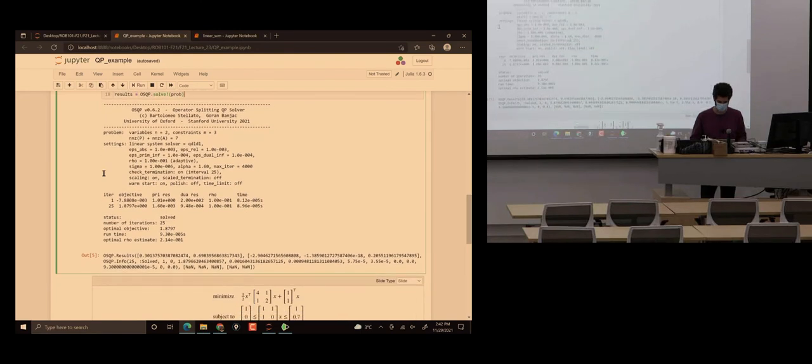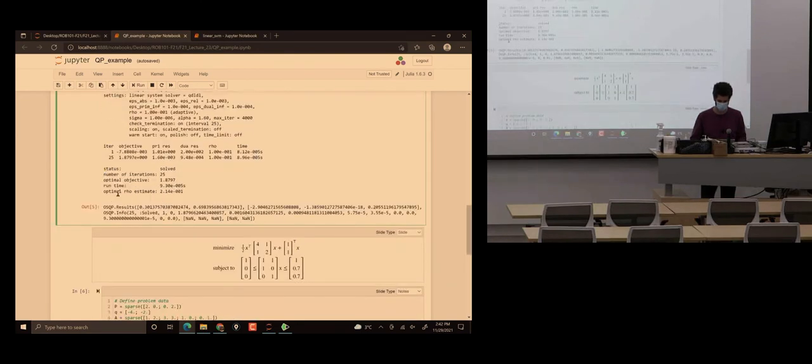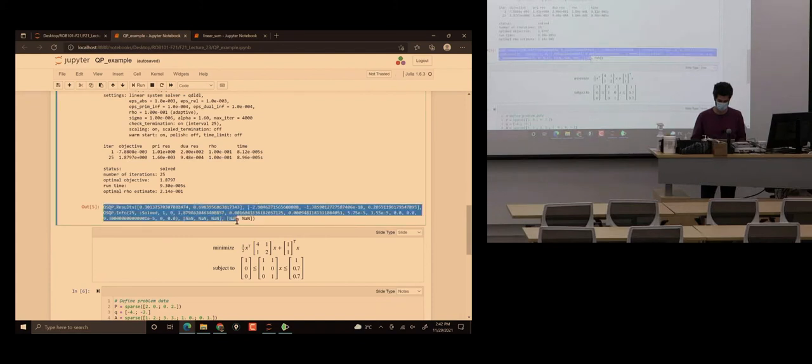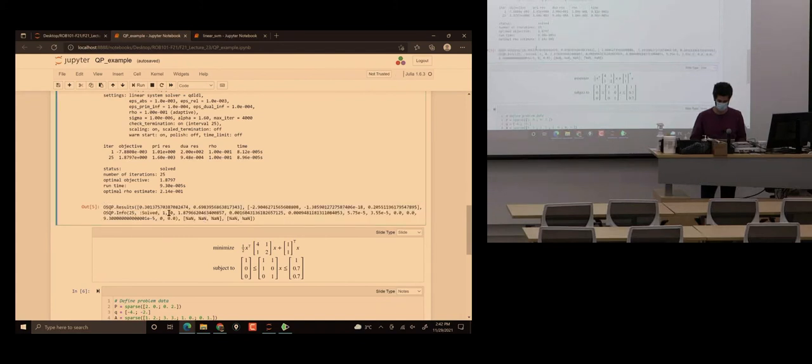And I didn't explicitly print the result. It will give you the result here. There's a bunch of outputs. This first part is your result. And in other examples, I'm explicitly calling the results. We see the vector. So the solution to the problem is just this vector, a 2D vector.